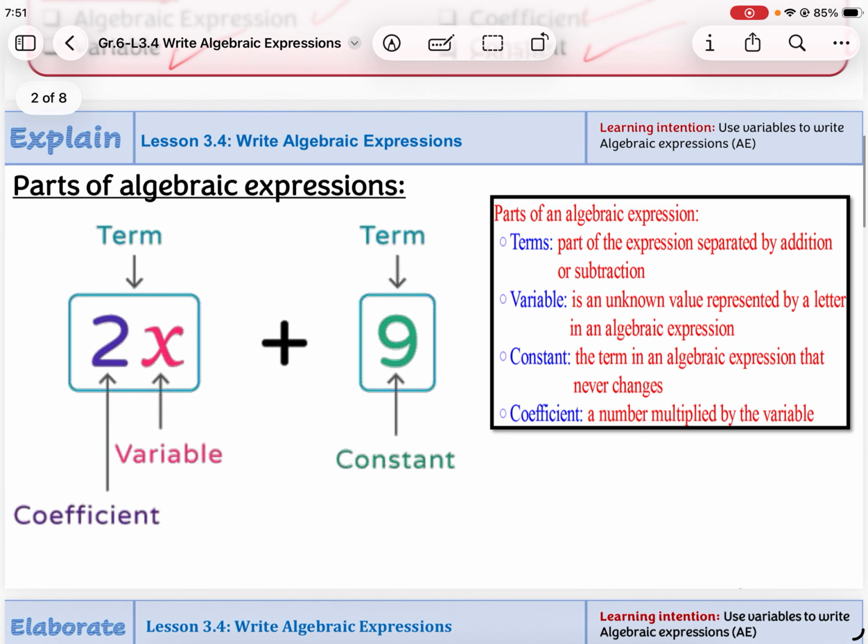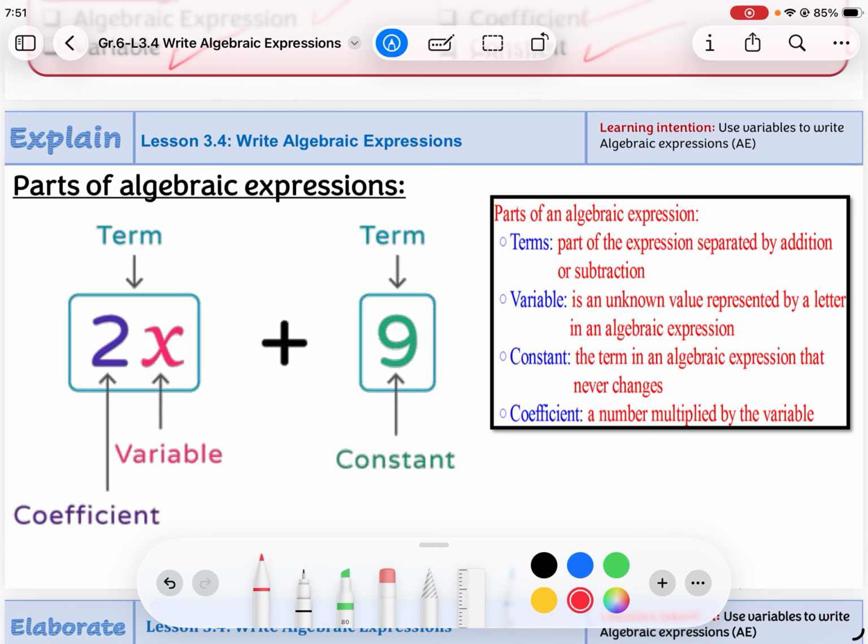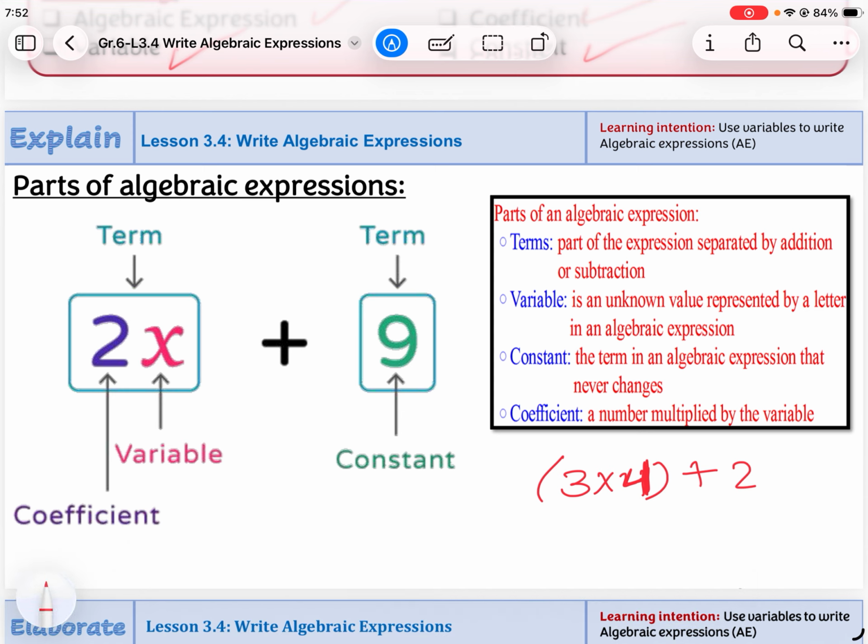Okay, in the previous lessons, we studied something called a numerical expression. For example, I had 3 times 4 added to 2. This type of expression is called a numerical expression. And why do you think it's called this way? Because as you notice, it only includes numbers and operations.